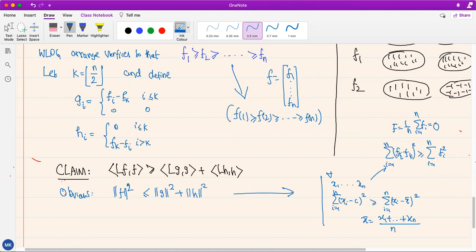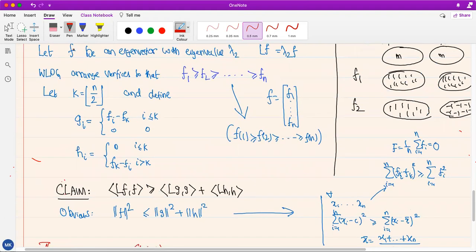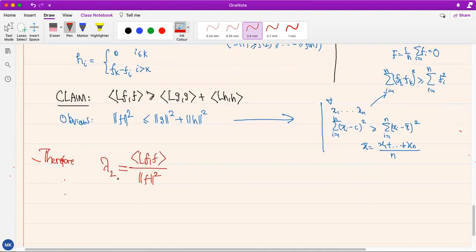Is this okay? Okay. So now that we have it, if you take LF inner product F divided by norm F squared, on the one hand, this is equal to lambda 2, right? F is the second eigenvector. So the Rayleigh quotient is going to give me lambda 2. On the other hand, because of these two inequalities, and because F is a second eigenvector.